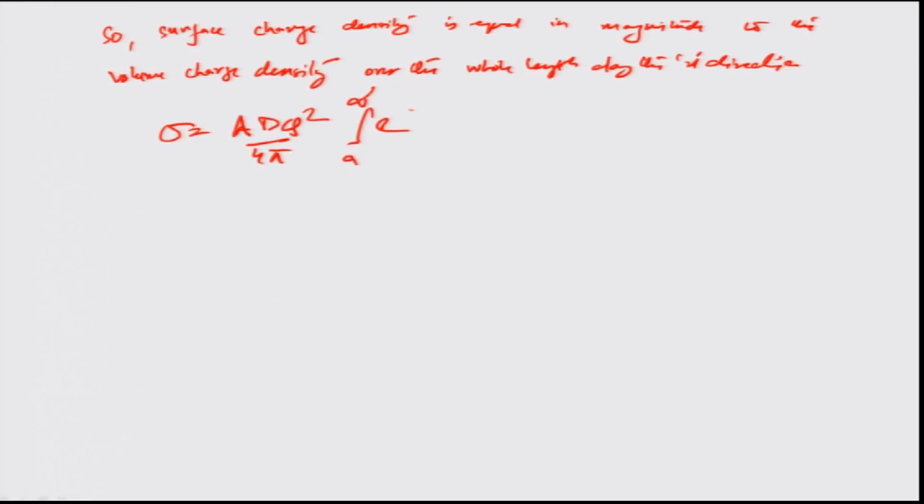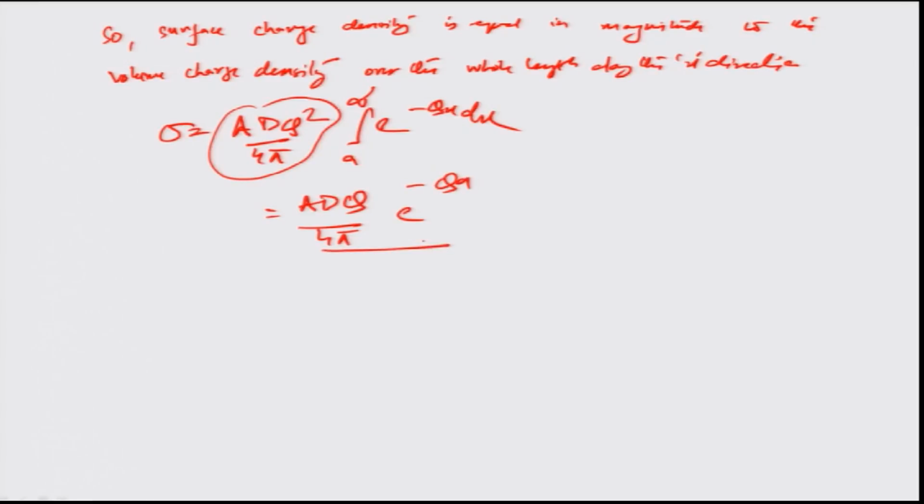the integral from a to infinity of e to the power of minus qx dx. I have substituted the value of rho here to calculate this expression, and this comes out to be equal to A dq divided by 4 pi e to the power of minus qa, because obviously one of the limits is x equal to infinity. So, this is how surface charge density is related, and in other words, I can always say that the value of A, which is the unknown constant in the differential equation, comes out to be 4 pi sigma e to the power of qa divided by dq.